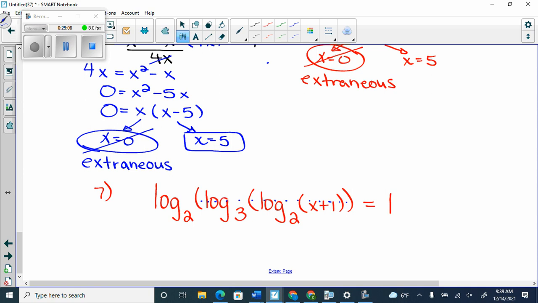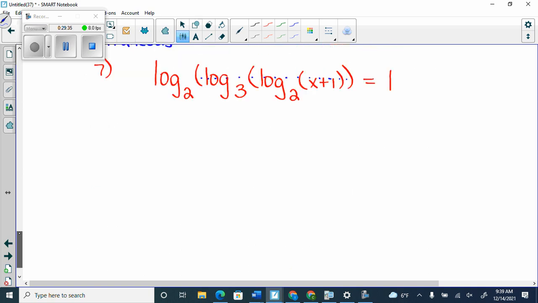Every time you have a log embedded in a log, you're going to have to switch it to exponential that many times. So how many logs do I have embedded? 3. Technically, I have a log, and a log. So I'm going to have to convert to exponential 3 times. So I treat this dotted line as if it's just what's beside my log, and I work from outside in. So I'm going to go base my log to 1 equals what's beside it. That's my first step.